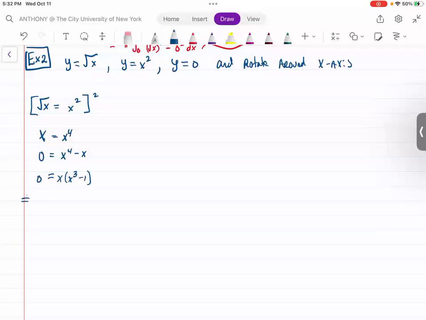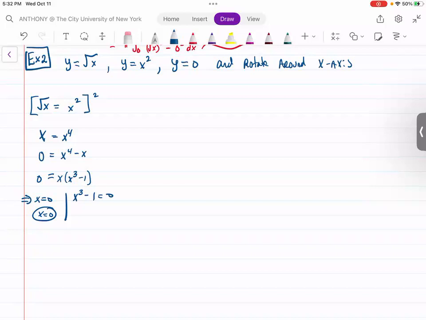So you could have written this as two equations. You could have said x equals 0, followed by x cubed minus 1 is equal to 0. For x equals 0, that's one point of intersection. Sorry, not point of inflection, but point of intersection. Point of intersection is what I want to use. So let's count that point.